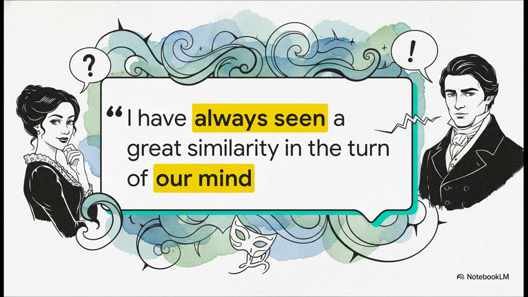When Elizabeth Bennet says to Mr. Darcy, "I have always seen a great similarity in the turn of our mind," it is heavily, heavily layered with sarcasm. She's actively employing the exact same defensive wit Austen practiced in her own lively household. Under the guise of a polite compliment, Elizabeth is actually delivering an insult. She's highlighting the major thematic opposition between what is perceived and what is actually real.